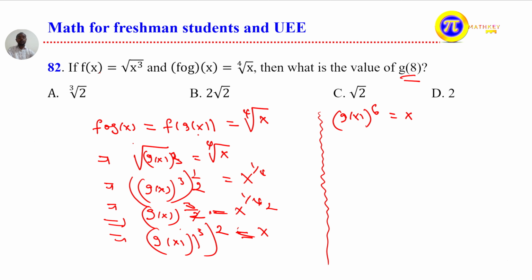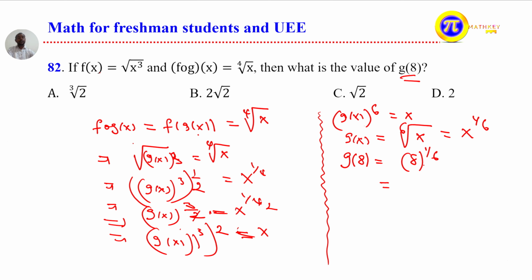Then we ask what is g of 8? This means what is g of x? g of x, take the 6th root of both sides, which is equal to the 6th root of x. The 6th root of this means x to the power of 1 over 6. So we can substitute, that is g of 8. When we substitute 8, this is 8 to the power of 1 over 6.